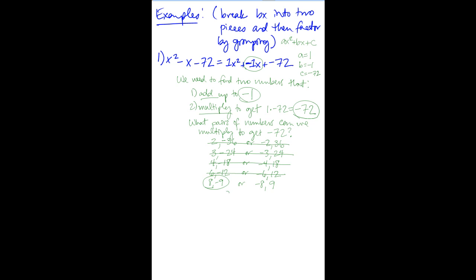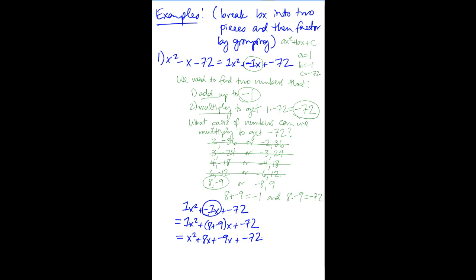So we can see we have 8 plus negative 9 equals negative 1, and 8 times negative 9 equals negative 72. So this is what we want. We know now that we can take our 1x squared plus negative 1x plus negative 72, and we can break this piece into something that has an 8 plus negative 9x in it. So this will be x squared plus 8x plus negative 9x plus negative 72. Now we've got our 4 pieces.